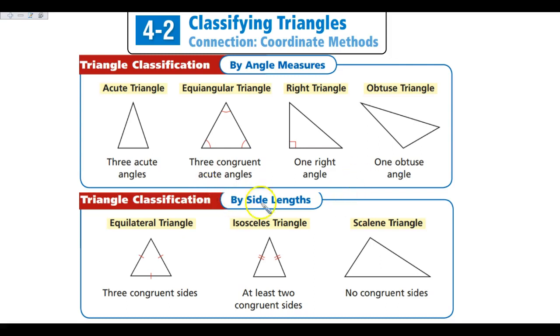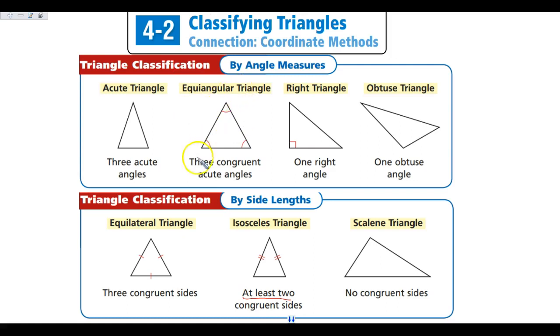The other way that we can classify triangles is by looking at the lengths of their sides. The first way is if all three sides are congruent, that means my triangle is equilateral. If I have two sides congruent, my triangle is isosceles. One thing I want to point out is that it says at least two right here. That means equilateral triangles are also isosceles, but we will always call them equilateral simply because it is more specific and more correct. But know that an equilateral triangle is technically equilateral as well as isosceles.